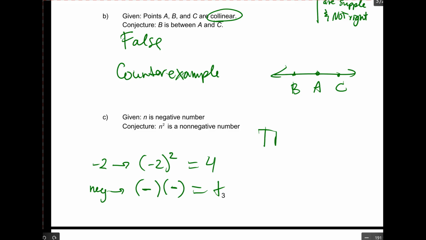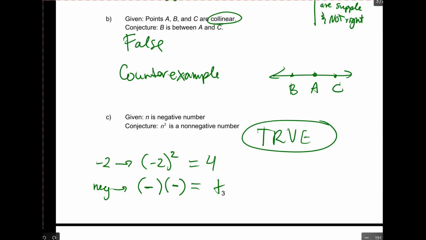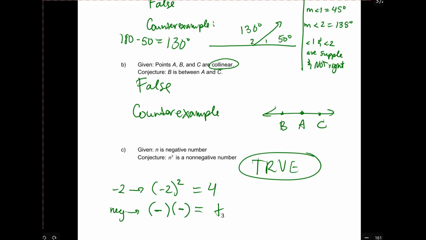It's true. Can you think of a counterexample that makes it false? Can you think of a negative number that, when multiplied by itself, the negative doesn't cancel away? It's a non-negative number, which means it's positive. Okay, so this bottom example shows that a negative times a negative turns into a positive. I do have to come back up here. I forgot to write something.